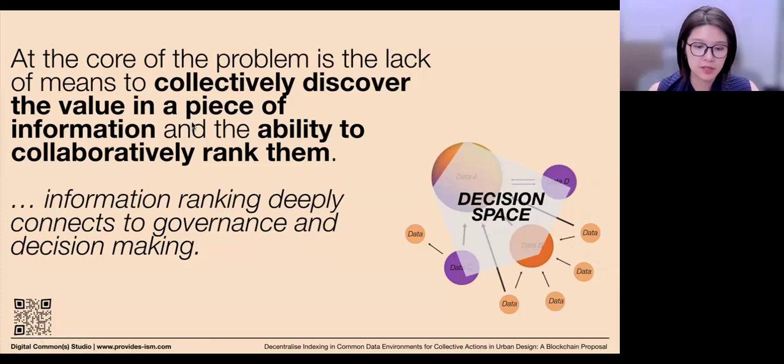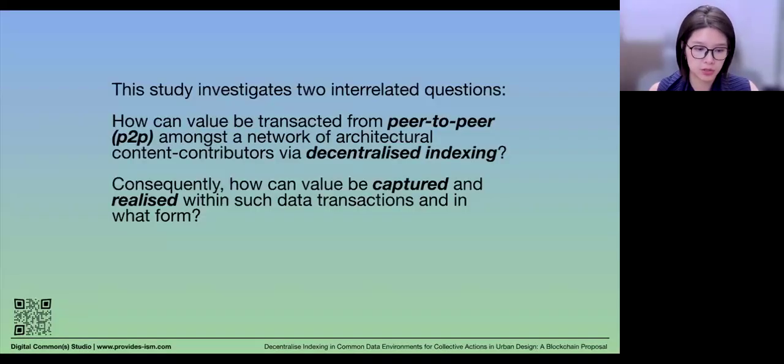Along these lines, the study investigates two interrelated questions. First, how can value be transacted peer-to-peer amongst a network of architectural content creators via decentralized indexing? And consequently, how can value be captured and realized within this data transaction, and in what form?